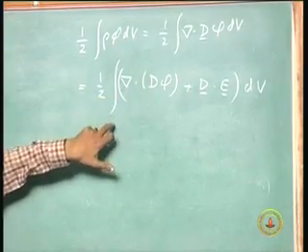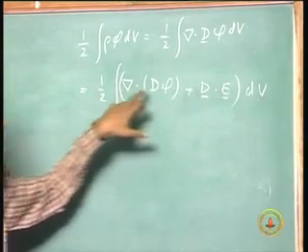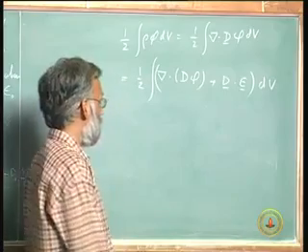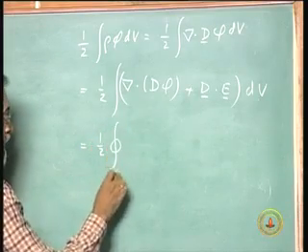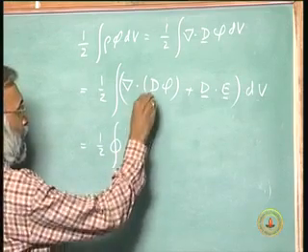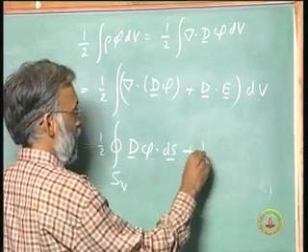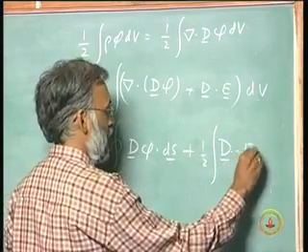Now, this is an integral over a divergence over a volume. Any integral of a divergence over a volume is a surface integral. So, it becomes half surface integral over the volume d phi dot ds plus 1/2 integral over the volume d dot E dV.